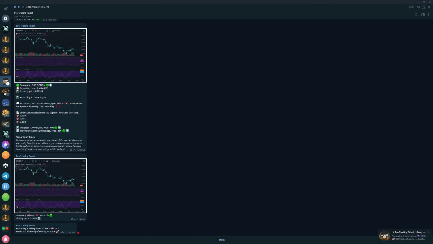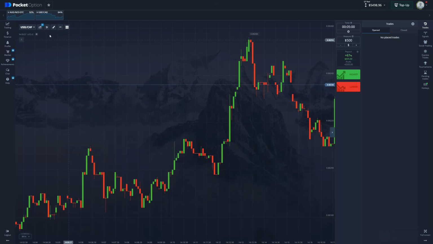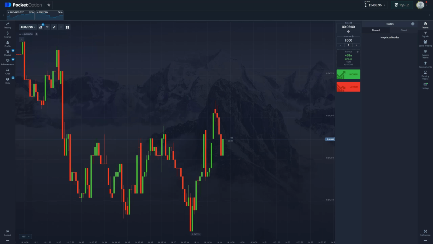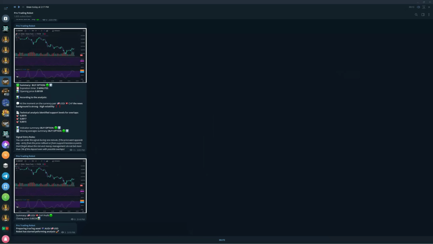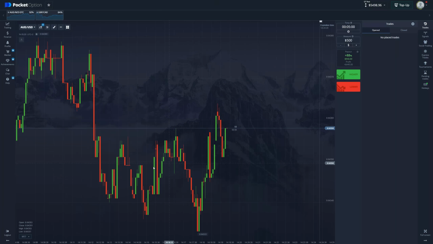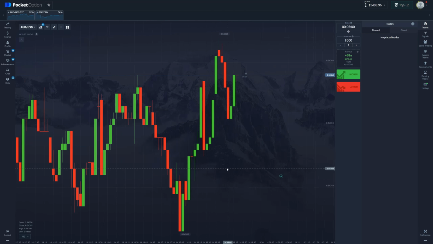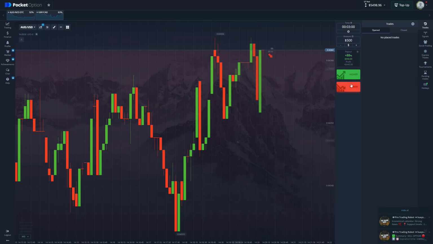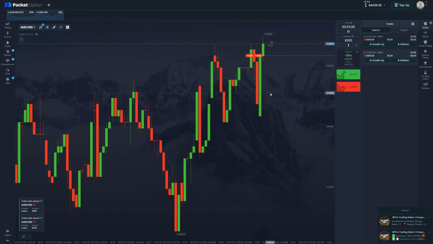Next signal, Australian dollar, United States dollar. Let's go ahead and set it up. And 88%, that is very good. I like this payout rate, very good. I think there's no news regarding these pairs, so this should be a smooth entry, even though there's kind of a high volatility here as well. But let's see which position we should be taking. 3 minutes sell, so let's go ahead and drop it.